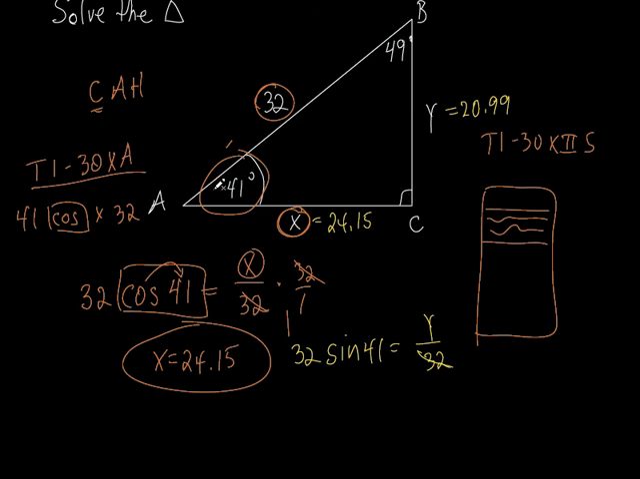What's the smallest angle? 41. Is that the smallest side? Yep. So the smallest side should be opposite the smallest angle, and the longest side, 32, should be opposite the biggest angle. Make sense? If it doesn't work out that way, you did something wrong. It's a nice little way to check to see if you did it right or not.